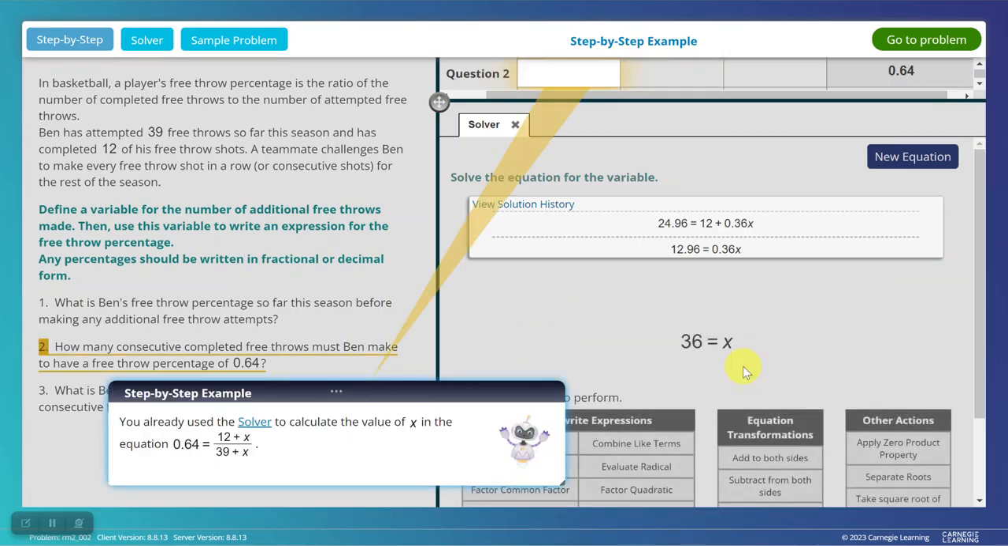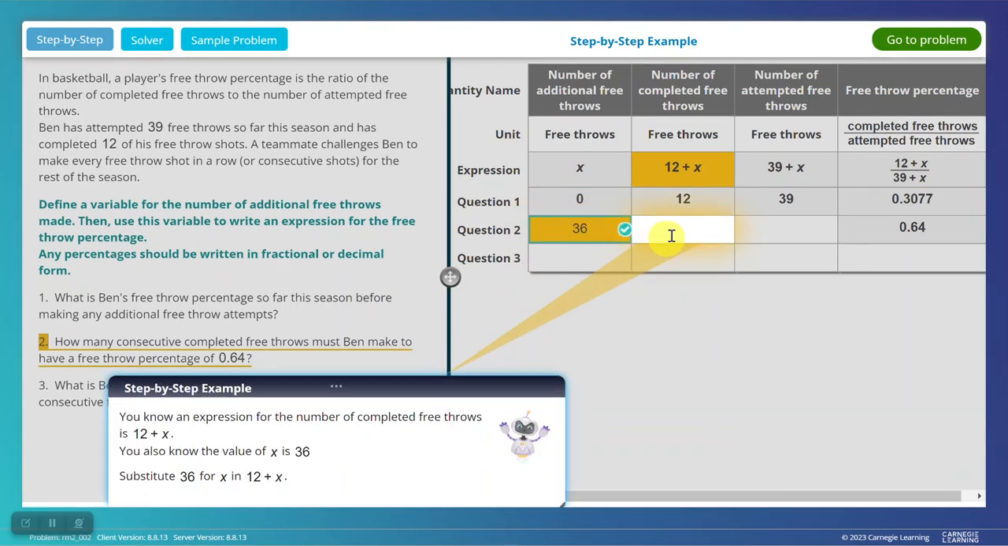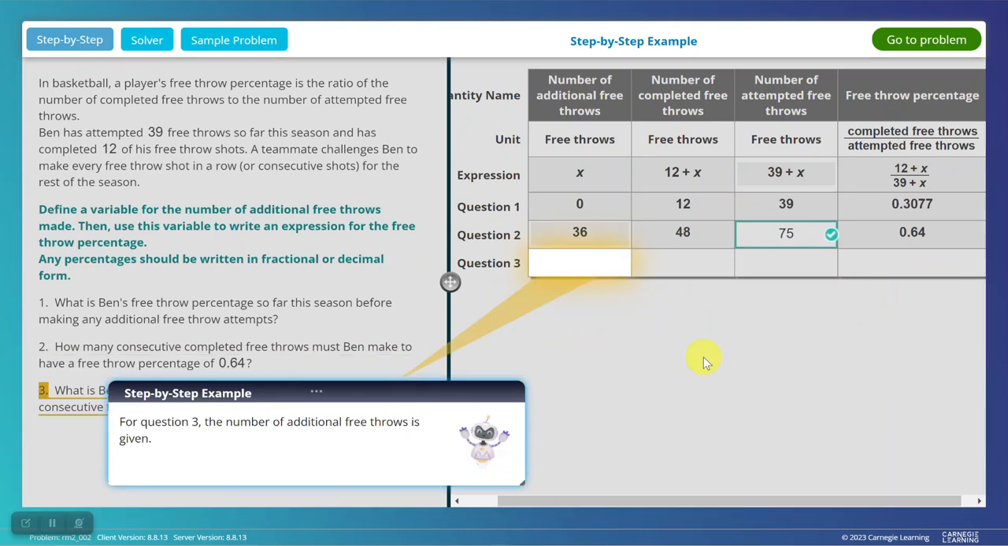And we get x is 36. And that's a good sign because x should be a whole number, since it is a number of free throws. If you get a decimal or a negative, that doesn't make sense for this situation. Okay. So we found this was 36. This is going to be 12 plus 36, or 48. This is going to be 39 plus 36, or 75.